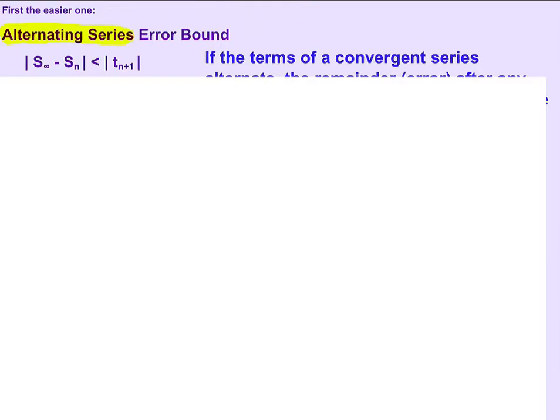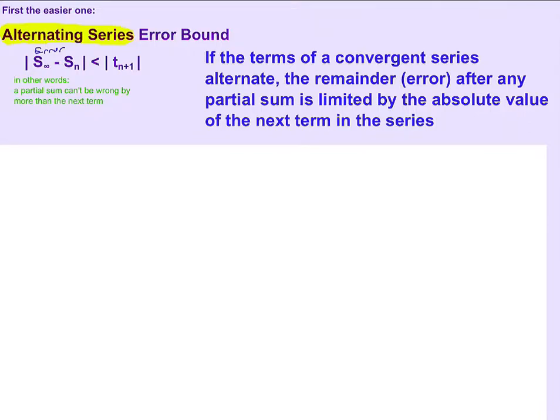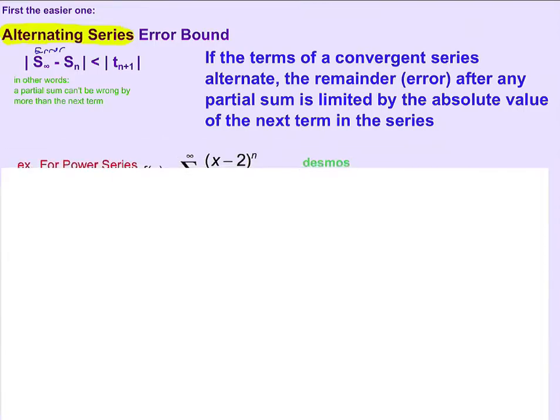The difference between the infinite sum and a partial sum, which is just a fancy way of saying the error, has to be less than the next term. At any point in a converging alternating series, once you've added a certain number of terms, you're going to be off by a little bit from the final sum, but you can't be wrong by more than the next term. And we'll see how this works, and we'll see it's really easy to use this.